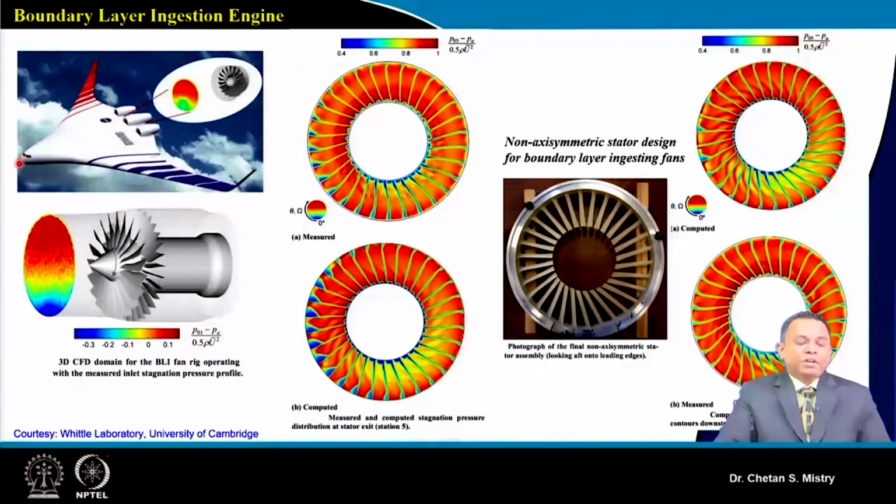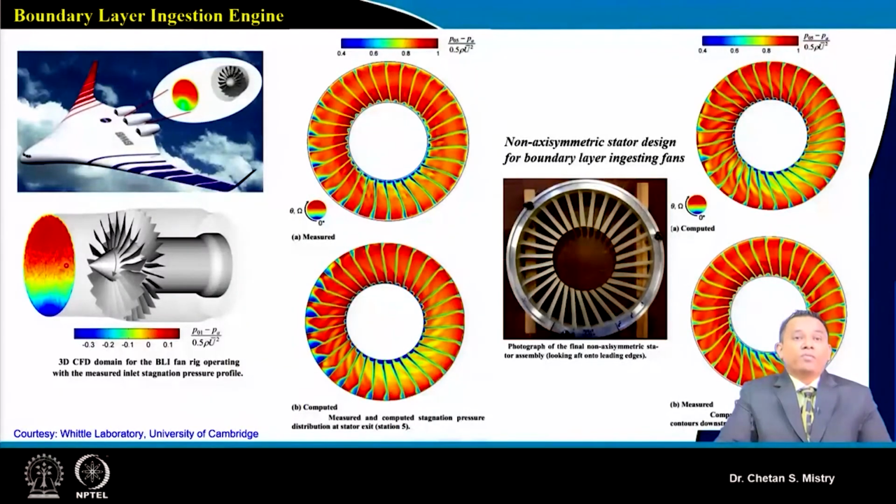So what will happen? The flow coming from this nose will be moving downside. So we will have growth of boundary layer, and that's the reason we will have distorted flow entering the engine. So here we can see this is a distorted flow going inside the engine, that will be striking on the fan.